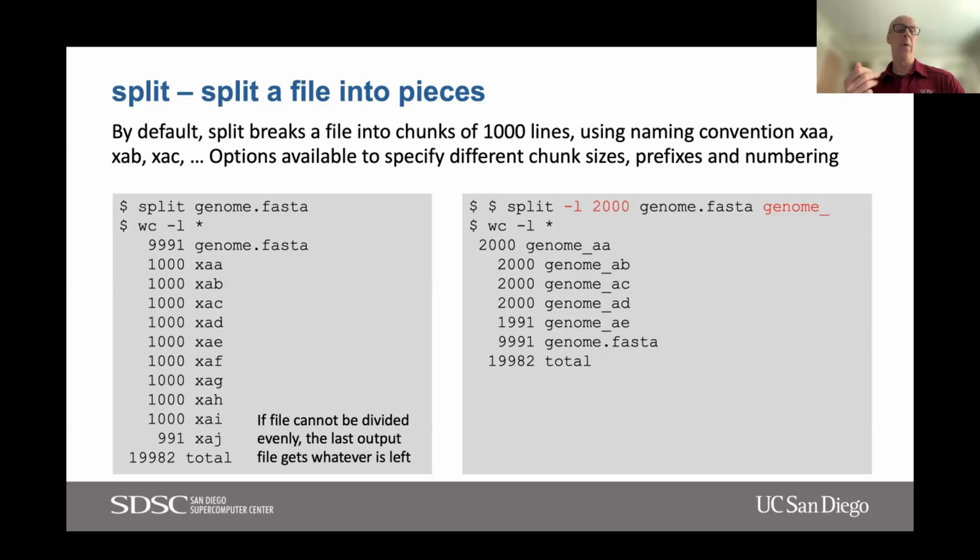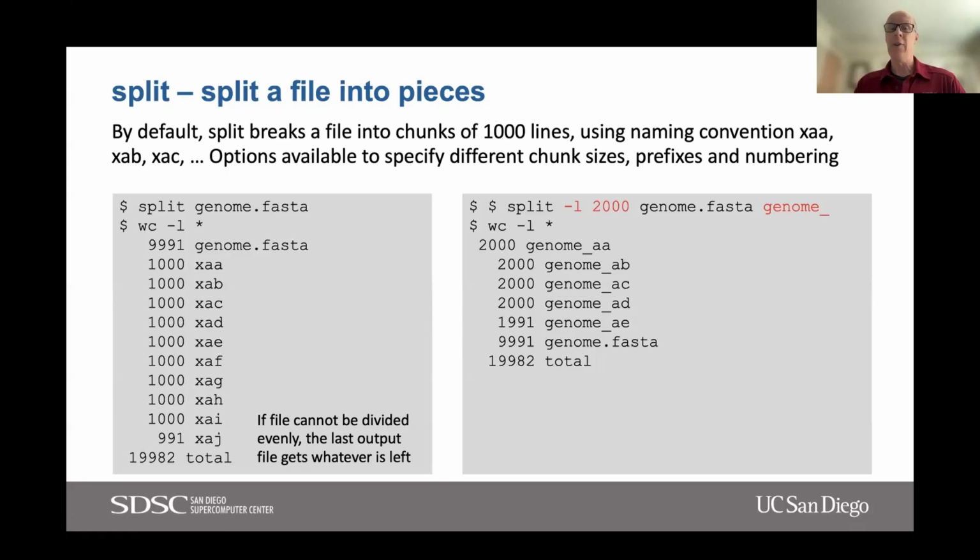So what split will do is try its best to break it into chunks of the same size. But if the file cannot be divided evenly, the last output file is going to get whatever is left. So if, for example, we had genome.fasta containing 10,001 lines, we would end up with 10 files that each contain 1,000 lines, and one file that contains 1 line.